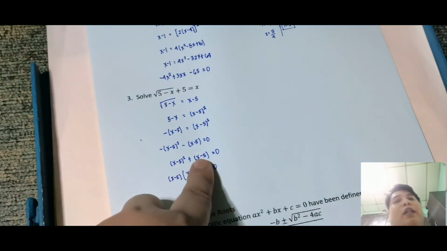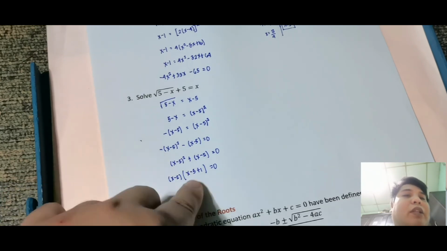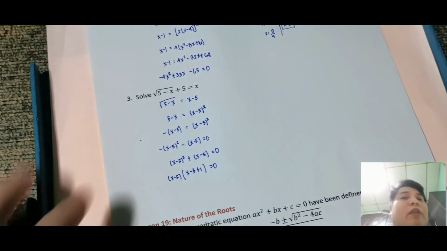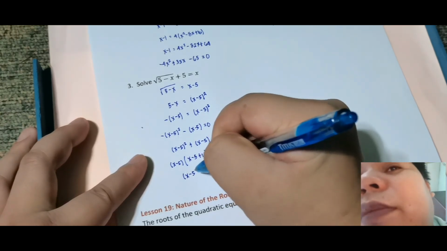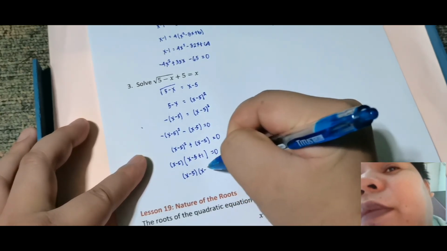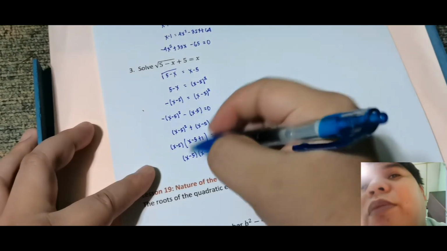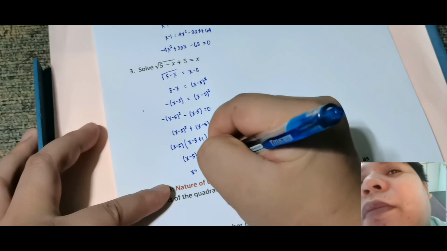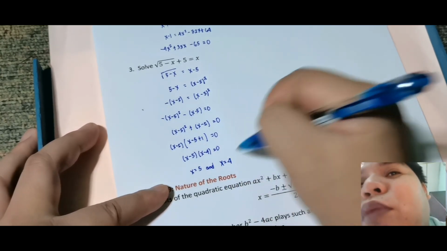Sir, ba't plus 1? Kasi pag pinactor ko x minus 5, tanggal siya. May matitirang x minus 5 doon, tapos may matitirang 1 na lang doon. Okay, so therefore, ito ay magiging (x minus 5) tapos (x minus 4) is equal to 0. So by zero product property, then solving, x is simply 5 and x is equal to 4.